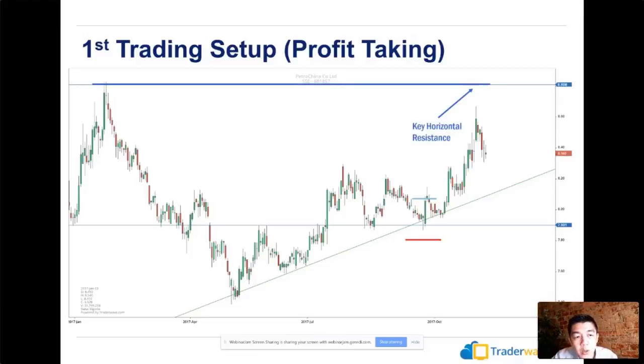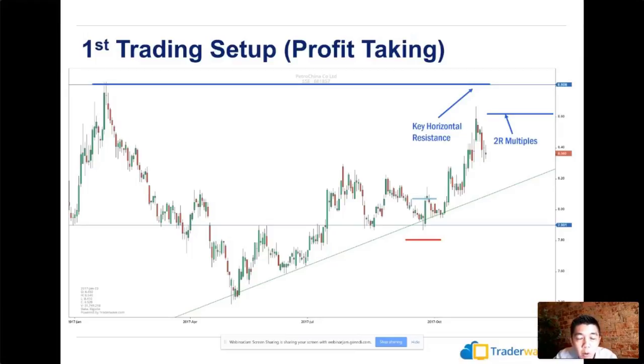The first way is you identify where is the next key horizontal resistance level. In this case, it's about $8.80. The other way is to consider the risk-reward factor, which is you just set it at the 2R multiples, which is basically risk-reward ratio multiples. Okay, so as you can see in this case, if you get out at somewhere around 860, the distance between your profit-taking level to your entry level is about 2 times the distance between your entry level and your stop loss level. And that is the 1:2 risk-reward ratio, right?